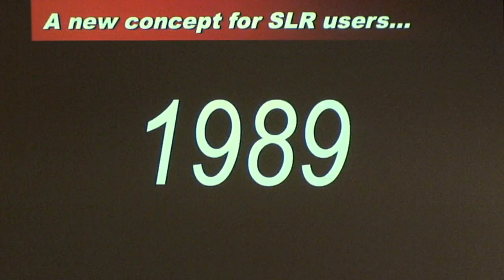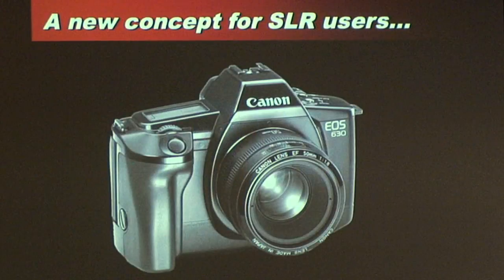Custom functions weren't always with us in interchangeable lens cameras. The first camera with any custom functions at all from any manufacturer was the Canon EOS 630 back in 1989. That launched the concept of being able to go into the camera and change factory defaults to make the camera set up more the way you want to work it in general or for specific types of assignments.